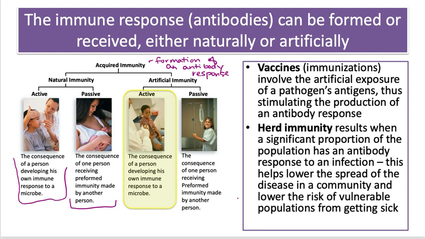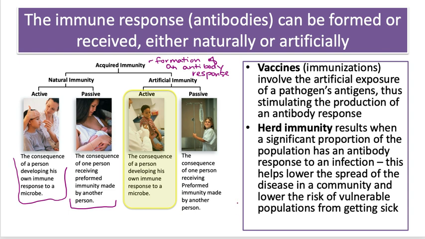This can help prevent infectious diseases from spreading in a community through something called herd immunity. So herd immunity is when a significant proportion of the population, say 60 to 80% of the population, has that antibody response. So right now, our population does not have that antibody response to coronavirus. If we were to develop a vaccine and vaccinate 60 to 80% of individuals, then that would lower the spread of the infection through the community, and that will also help protect the most vulnerable.